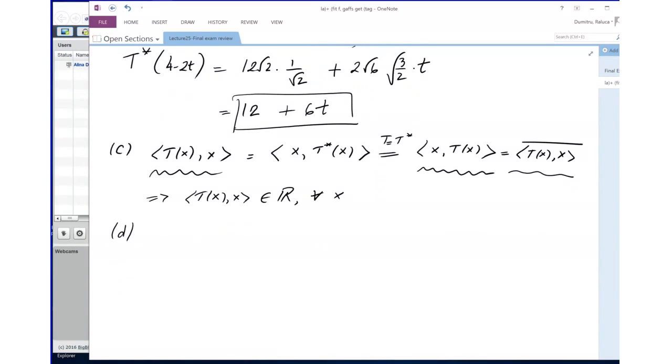And part D is backwards. If this inner product is real for every x, show that T is self-adjoint.